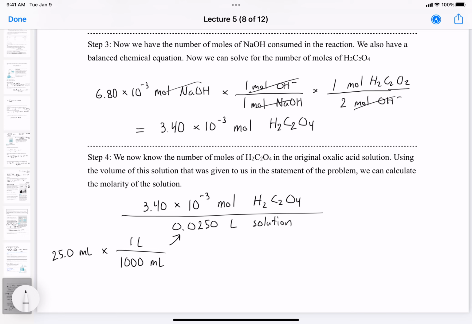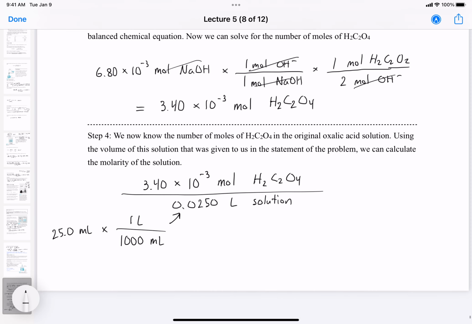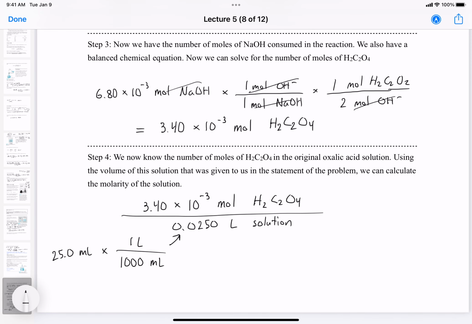Okay, so if we solve that, we would get our original concentration of oxalic acid, which is 0.136 molar oxalic acid.